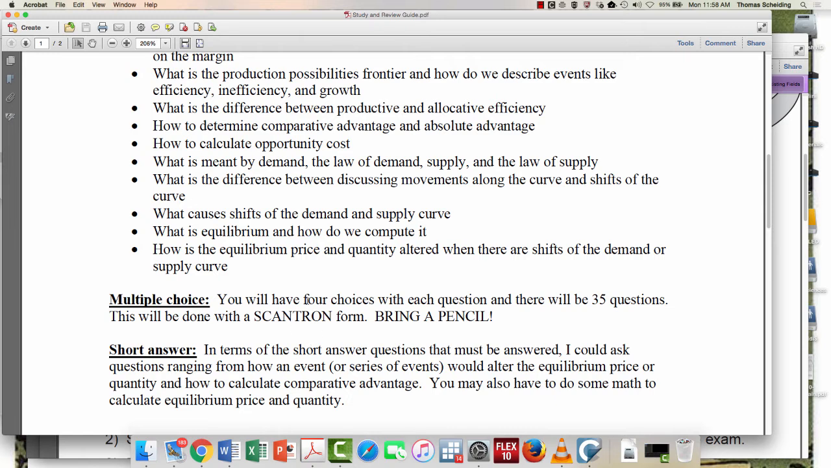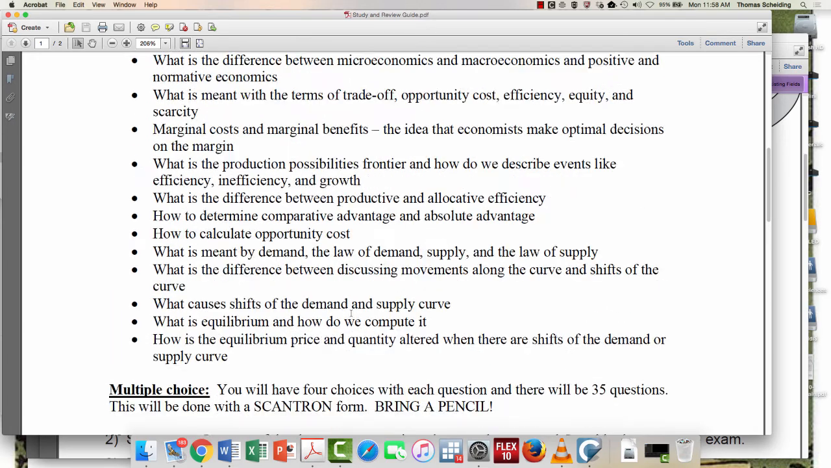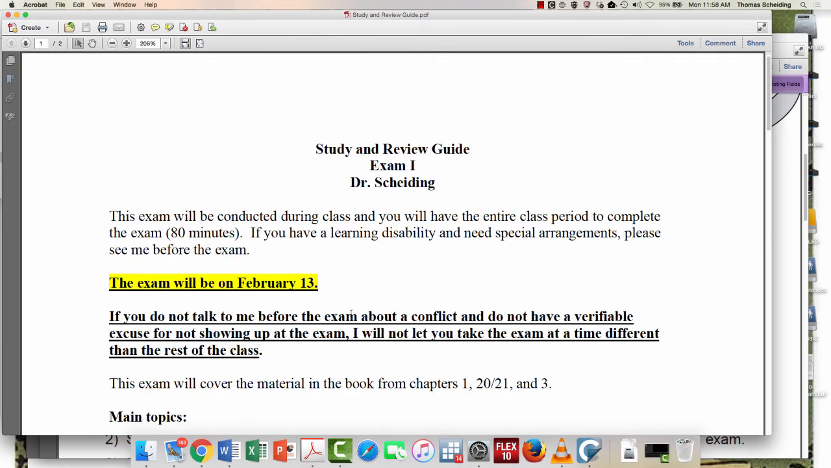For the multiple choice, as I say here, you will have 4 choices. Usually you should be able to cross out 2 and then be stuck with one or the other. You'll want to bring a pencil because this will be a Scantron form. Okay.